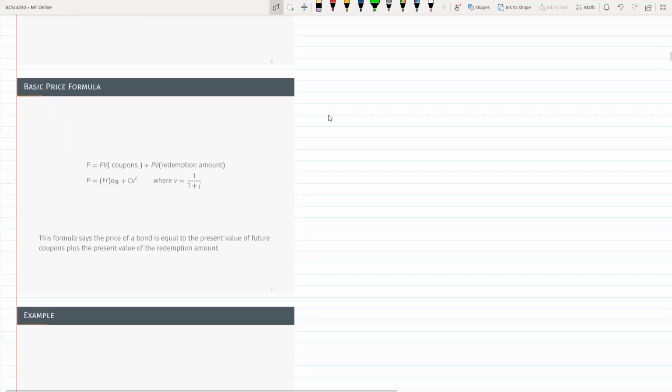So the basic price formula. Let's think about the bond. What's going to happen? This is the timeline. Let's say you have n coupons. This is time 0, where you issue the bond. This is the bond issuance. Then you have coupons, let's say n coupons, and then here you get the redemption amount.